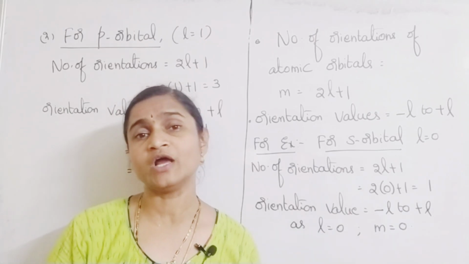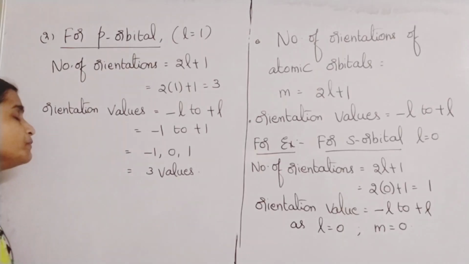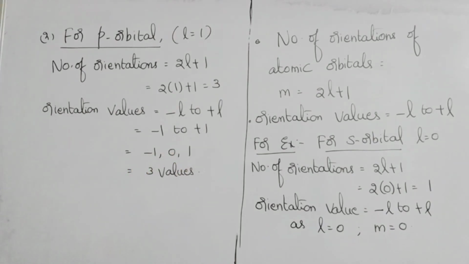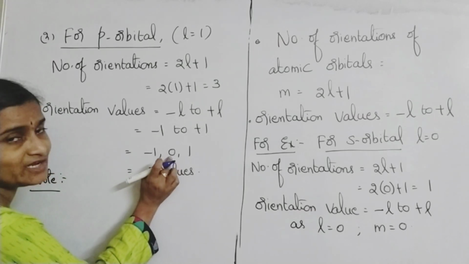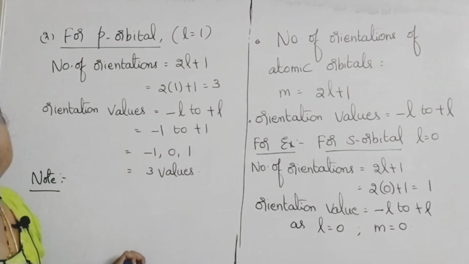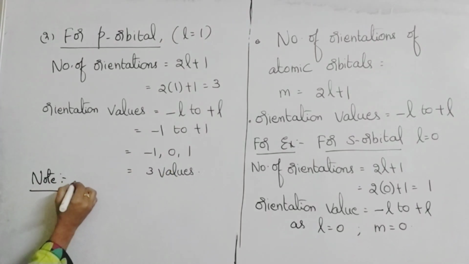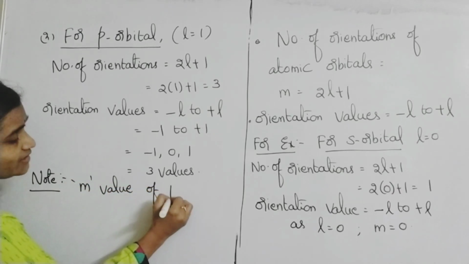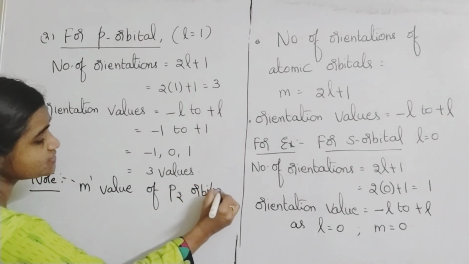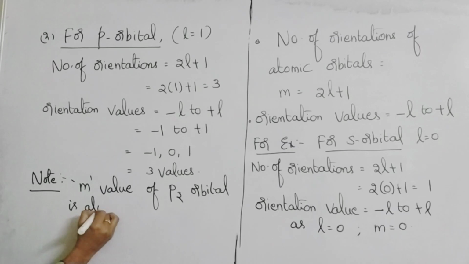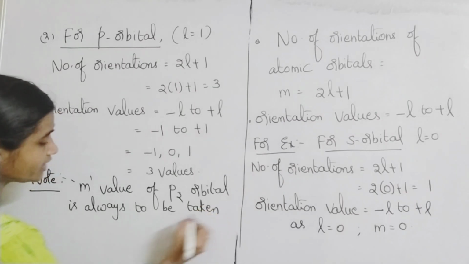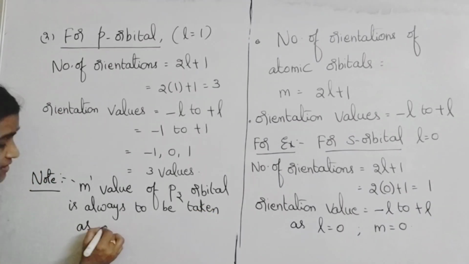So 3 orientations are possible for p orbital, and those orientation values are what? -1, 0, +1. Here is an important point you must remember, note. Orientation value in case of p orbitals: 0 orientation is assigned for pz orbital. Take m value of pz orbital; m value of pz orbital is always to be taken as 0 orientation. It is always to be taken as 0.